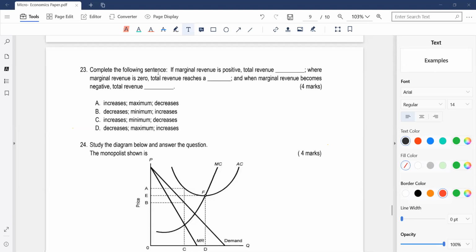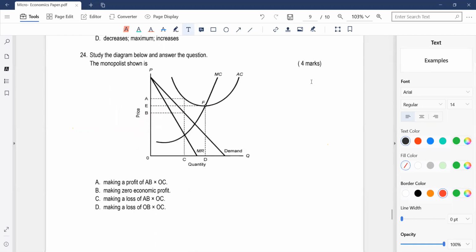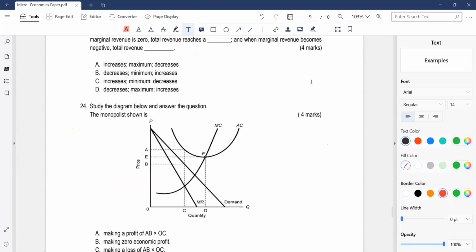Where marginal revenue is equal to 0, total revenue is at a maximum, not minimum but maximum. So A. And when marginal revenue becomes negative, total revenue decreases. The answer is A. I've shown you these graphs, and you've seen the relationship in the graphs. We said number 23 is A.